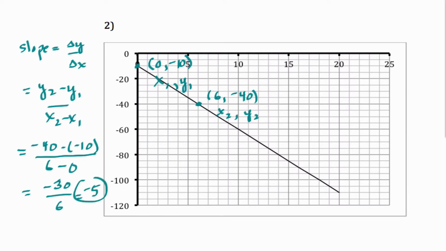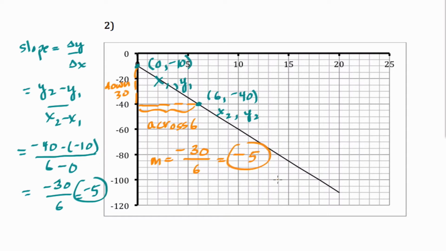If I wanted to do it again, I'd do the same thing, but with a little less writing out of the work. I go down from negative 10 to negative 40, so I go down 30, and I go across 6. So I would represent down 30 by making that negative. So negative 30 over 6 is negative 5.